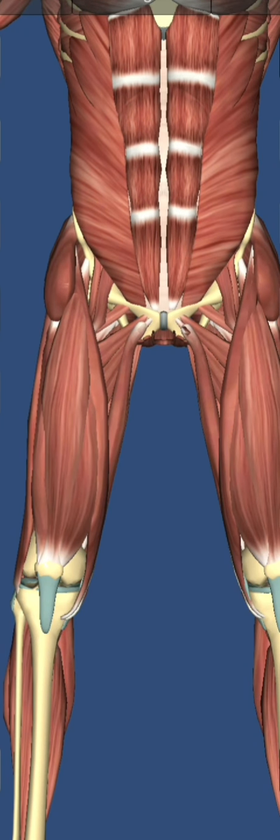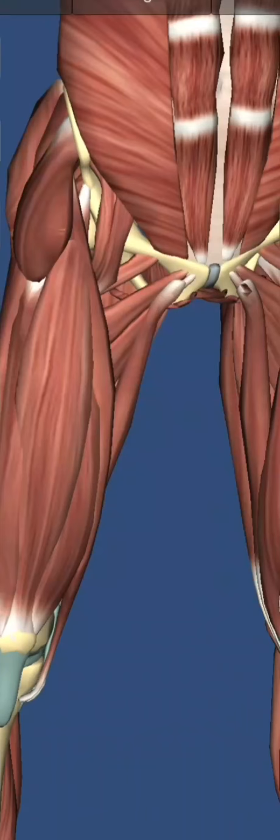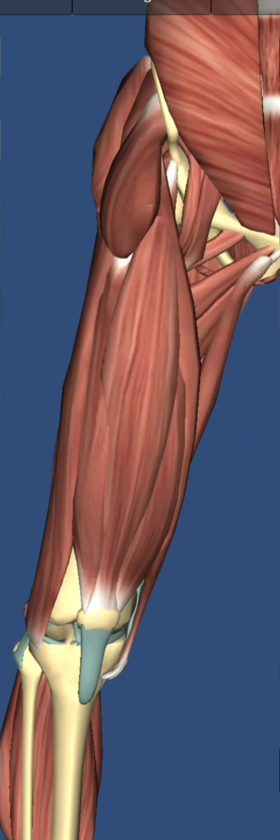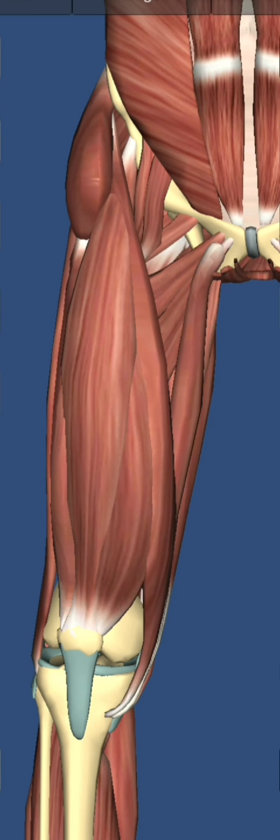Facing us here is the anterior compartment of the thigh. So we are going to be talking about the anterior compartment of the thigh today, and one of the first muscles that we are going to be talking about is the pectineus muscle. The pectineus muscle, the one in green color.